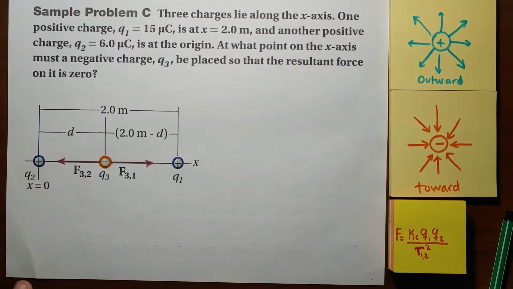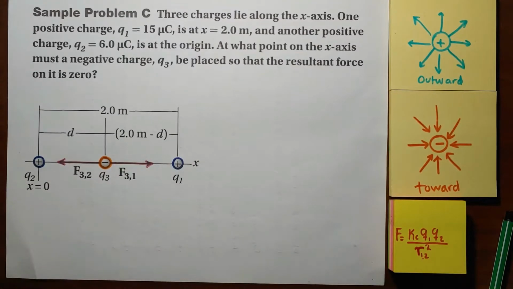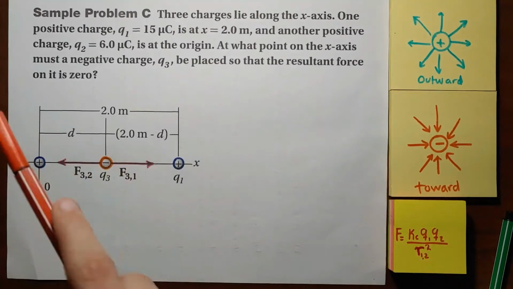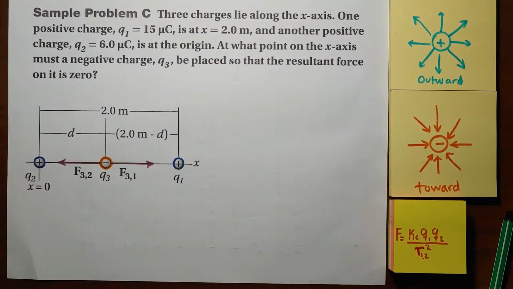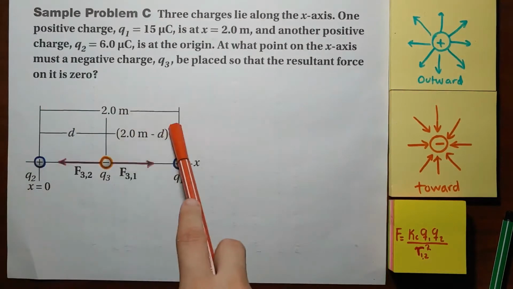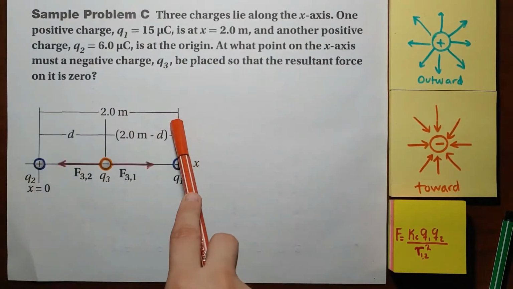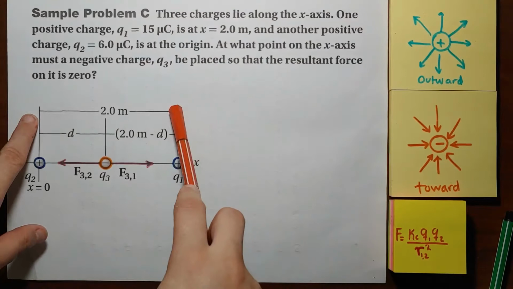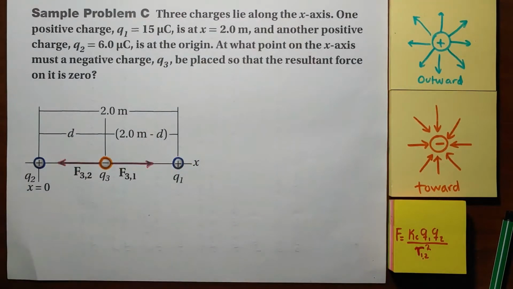At what point on the x-axis must a negative charge Q3 be placed so that the resultant force on it is considered to be 0? So for this type of exercise, as you can see, we have three charges where you know everything about Q2 and Q1, and the middle charge could be unknown, you don't need it, but you do need the distance between the two charges.